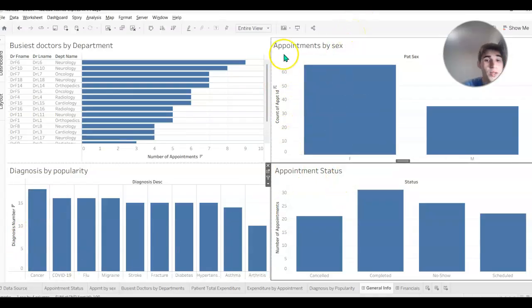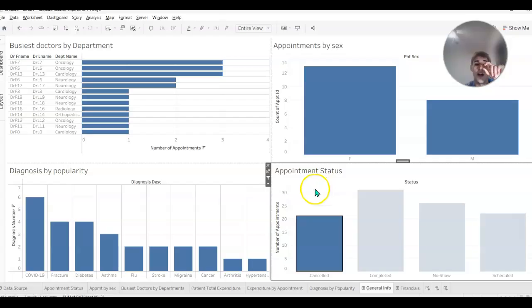So in this first one, you get more general information with status of appointments, sex of appointments, and which sex schedules more appointments, most frequent diagnosis from appointments, as well as which are the busiest doctors by department. So you can filter it different ways, but the one interaction within the chart that interests me the most is filtering the canceled appointments.